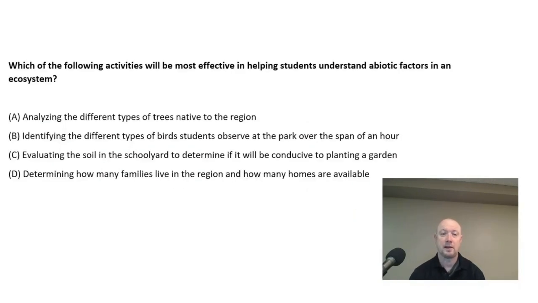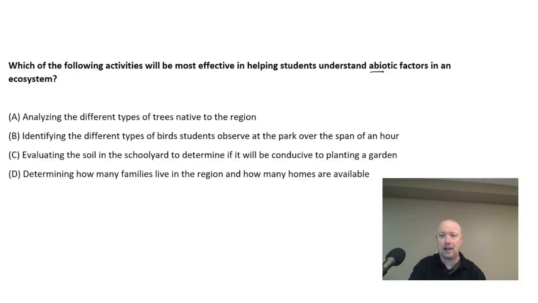Which of the following activities will be most effective in helping students understand abiotic factors in an ecosystem? Is it A, analyzing the different types of trees native to the region? B, identifying the different types of birds students observe at the park over the span of an hour? C, evaluating the soil in the schoolyard to determine if it will be conducive to planting a garden? Is it D, determining how many families live in the region and how many homes are available?